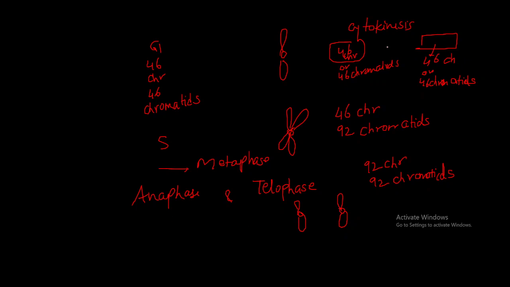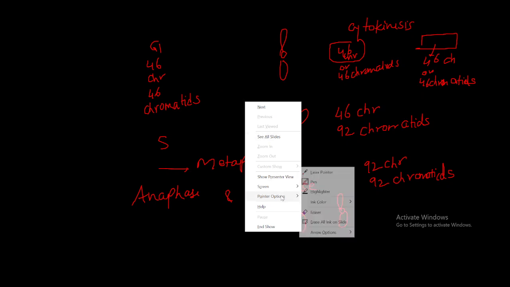And at the end of cytokinesis, you will have 46 chromosomes in one cell and 46 chromosomes in the other cell. Or you can say 46 chromatids in one cell and 46 chromatids in the other cell. So this is regarding the cell cycle.